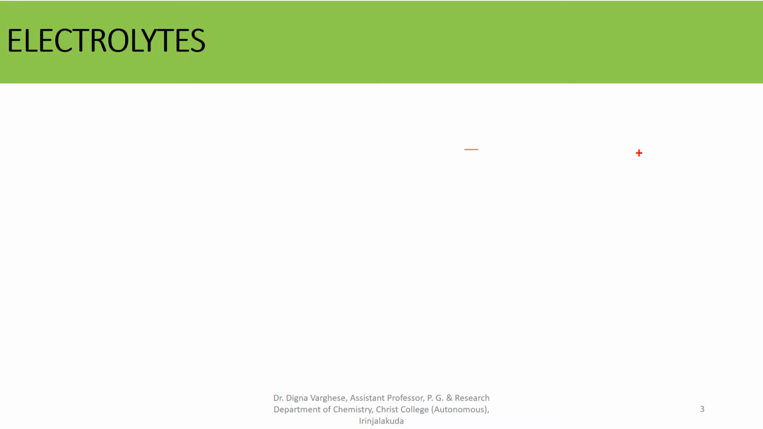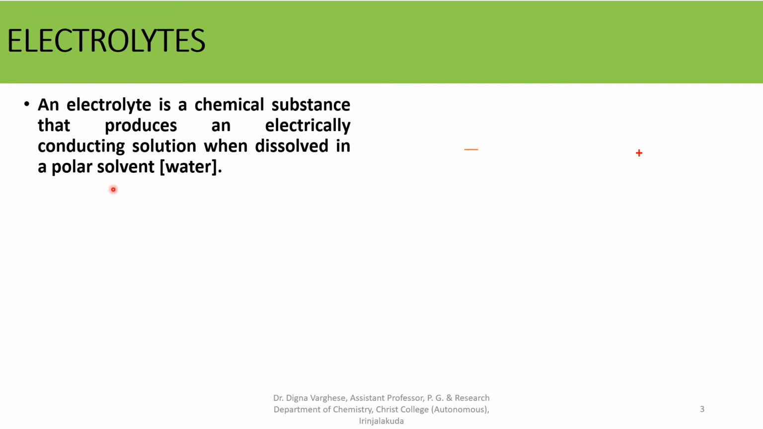Electrolytes. An electrolyte is a chemical substance that produces an electrically conducting solution when dissolved in a polar solvent like water. This includes most soluble salts, acids, and bases. For example, soluble salts like sodium chloride, potassium chloride, acids like hydrochloric acid, H2SO4 sulfuric acid, nitric acid, HNO3, and bases like sodium hydroxide, potassium hydroxide. These are known as electrolytes. These substances, when dissolved in water, produce an electrically conducting solution.